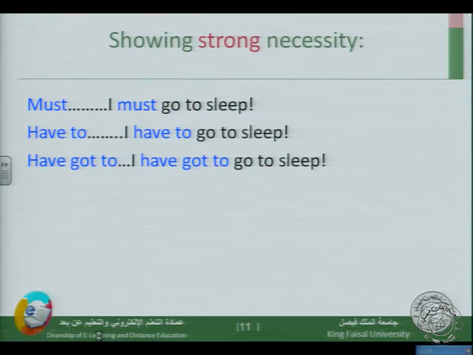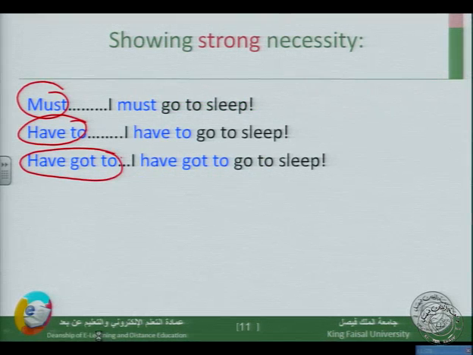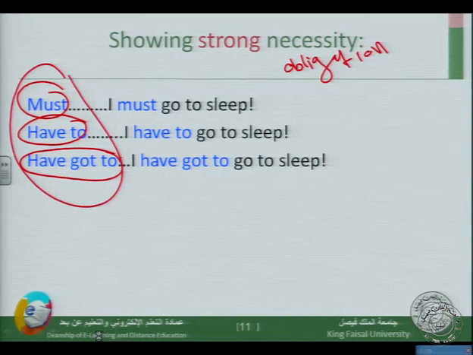Okay. If you want, for example, to show strong necessity, like must, have to, have got to, these mean obligation. What does obligation mean? Strong necessity. I must go to sleep. I have to go to sleep because I'm having class tomorrow. I have got to go to sleep. So all of these have the same meaning. They show strong necessity. Is that clear? I hope so.